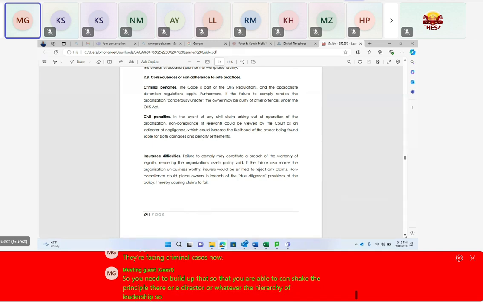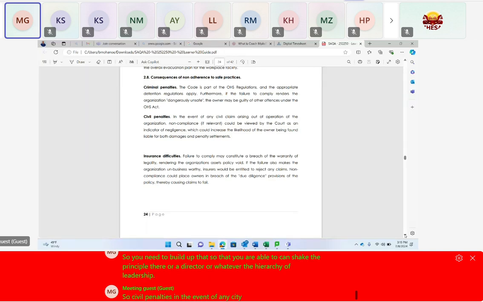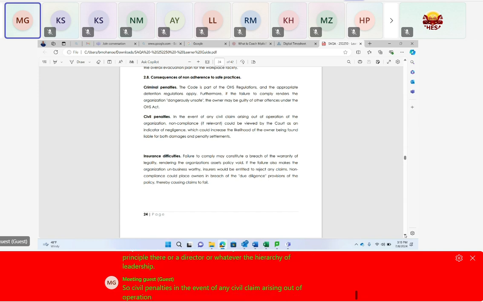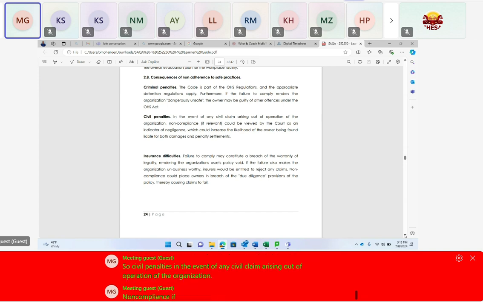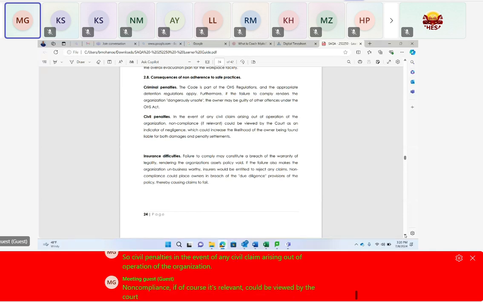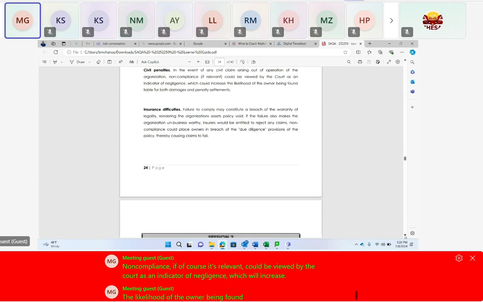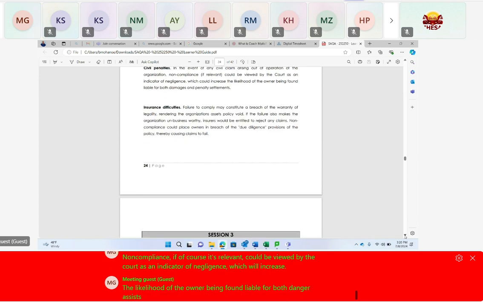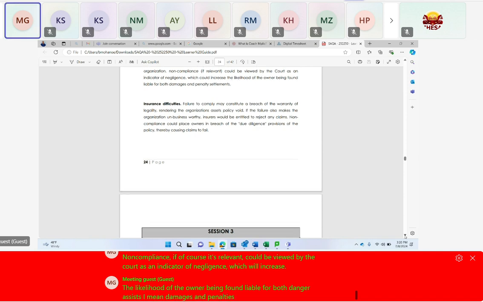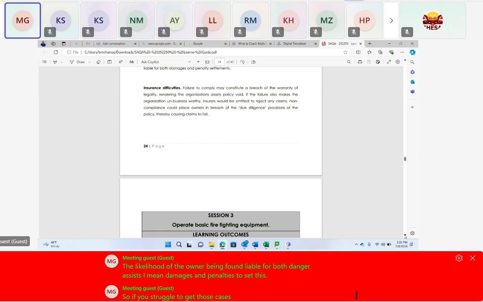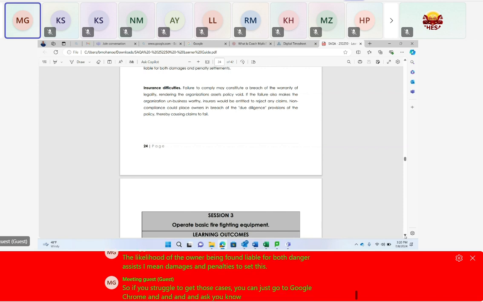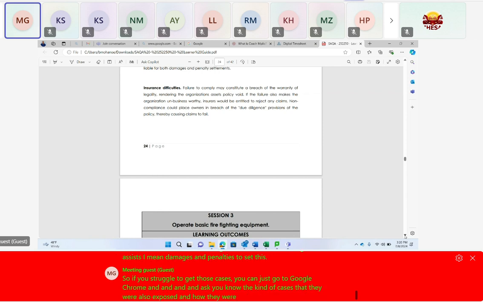Civil penalties. In the event of any civil claim arising out of the operation of the organization, non-compliance, if relevant, could be viewed by the court as an indicator of negligence, which will increase the likelihood of the owner being found liable for both damages and penalties to settle it. If you struggle to get those cases, you can just go to Google Chrome and ask about the kind of cases that others were exposed to and how they were dealt with.